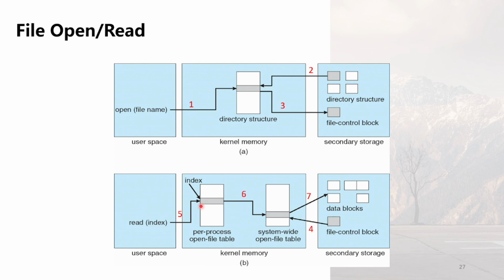After finding the corresponding file entry, we have a pointer that points to the system-wide open file table to retrieve the FCB inside. With this FCB, we will get more information about the file, including whether we have the permission to access it and in which data blocks the file is actually located on the hard drive.